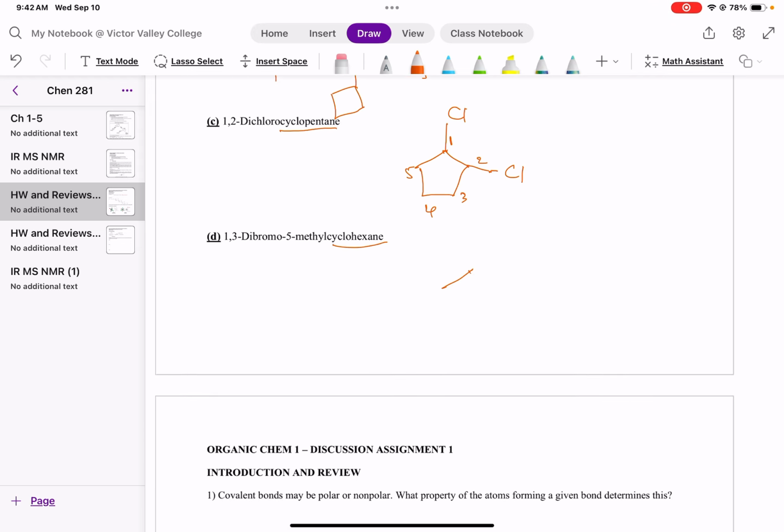Cyclohexane. That's a hexagon. And we have 1,3-dibromo-5-methyl. So let's say 1, 2, 3, 4, 5, 6. So 1, 3-dibromo, 5-methyl. Okay, that's it. You can write a CH3 as a methyl, or you don't have to. That means there's a methyl there. All right.